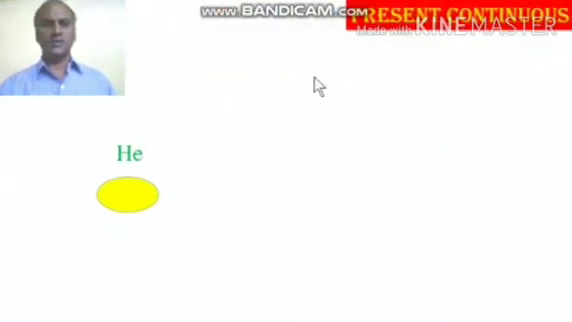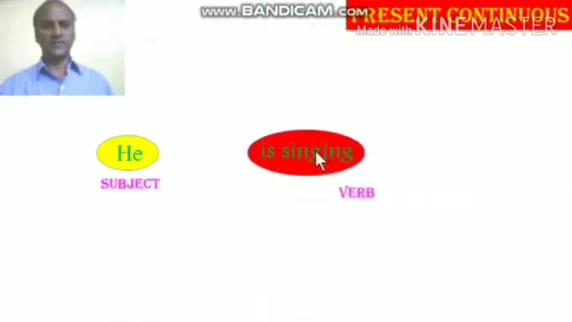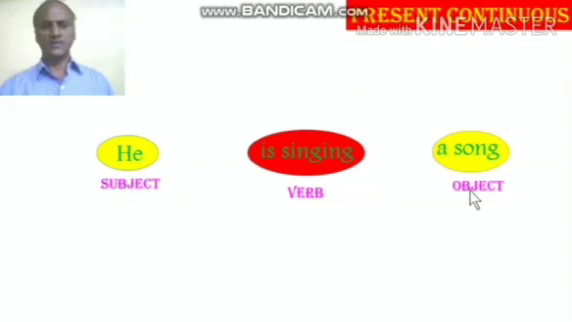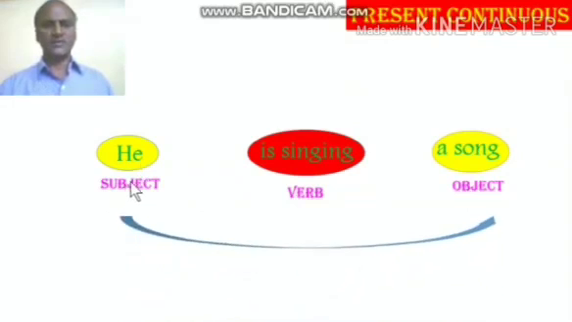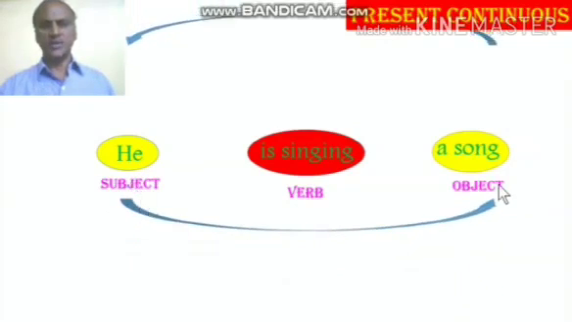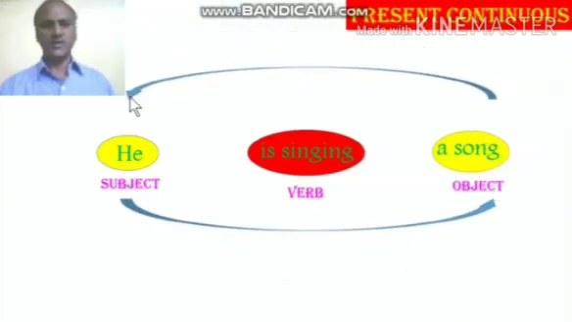Another example for present continuous. He is subject. Is singing, verb. A song, object. So subject, verb, object. That is the first step you have to do. The second step is change the subject into object, object into subject.